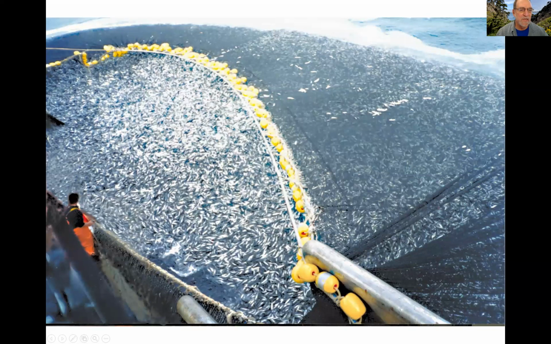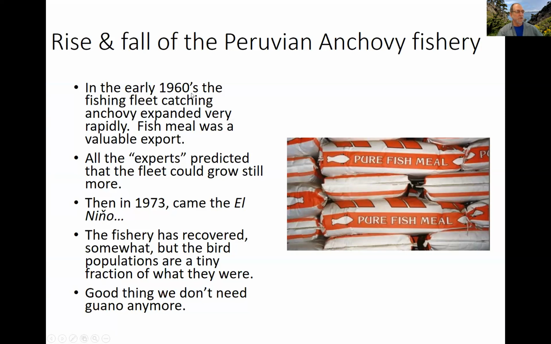In the case of sardines and herring off the coast of California, a lot of this was used for food. So the fish were canned and then sold for human consumption. In the South American example, most of the fish was used to manufacture fish meal. So in the early 1960s, the fishing fleet expanded, catching anchovy expanded very rapidly, and fish meal became a very valuable export product for Chile and Peru. And all of the experts from the United Nations Food and Agricultural Program all said, well, this is wonderful.